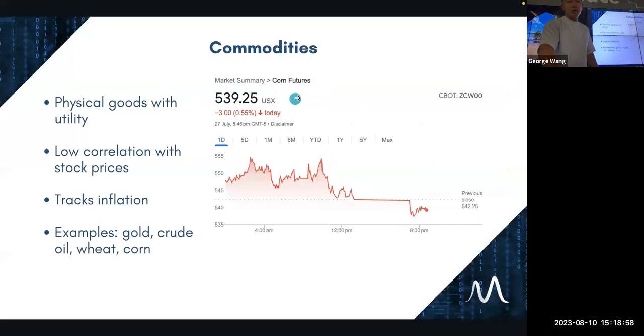All right, so another one is commodities. These will be physical goods, often with utility, such as oil, gold, wheat, corn, anything really, that can be traded. And they often have low correlation with stock prices, right? So if Apple goes up, I think people around the world still want to eat corn. It wouldn't really affect corn.